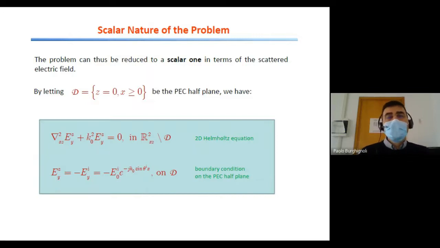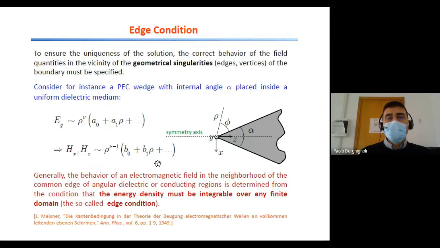And in addition to these equations, what we still need to introduce is some information about the behavior of the field in the vicinity of what is the only geometrical singularity of this configuration, that is the edge. This is necessary. So if you wish to have a unique solution, you have to specify what is the behavior of the field in the vicinity of any geometrical singularity, which may be edges, as in this case, but also more generally vertices, for example, in more general three-dimensional problems.